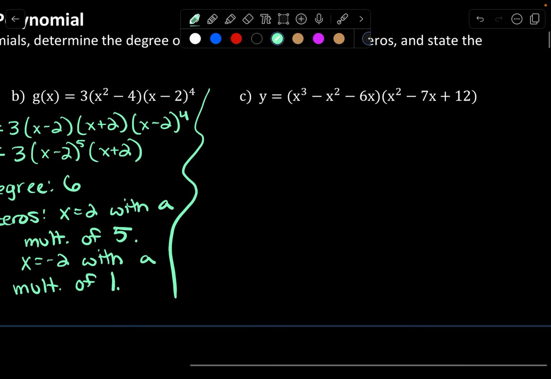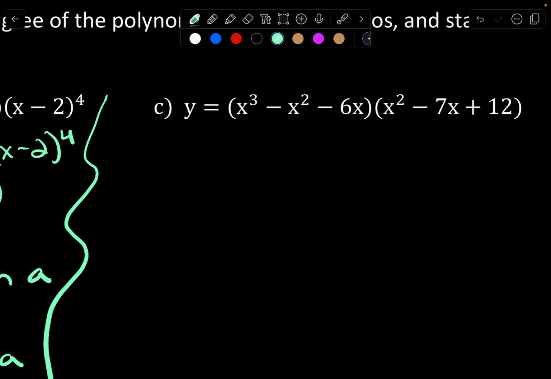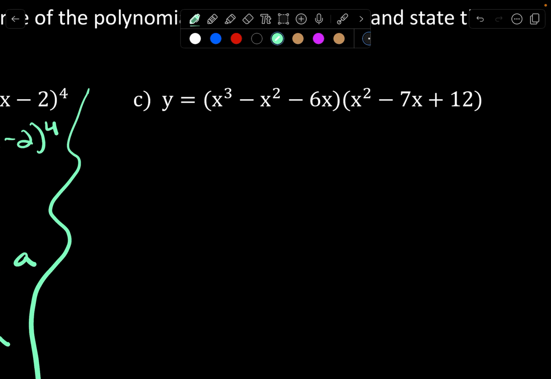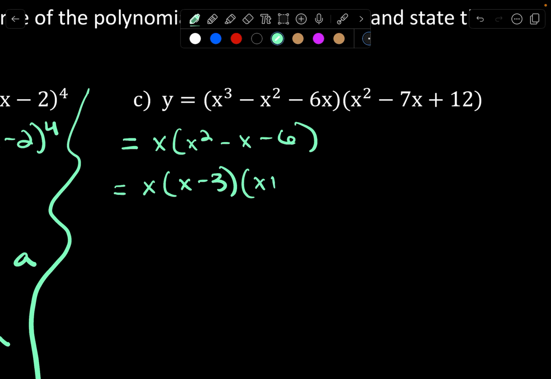And part C. So part C, we have two trinomials. They're both factorable, so we're going to factor each one separately. The first one, the greatest common factor, is going to be x. So we'll factor out the x. So we're left with x squared minus x minus 6. And then we can factor that again. Two numbers that multiply to -6 but add up to -1 will be x minus 3 times x plus 2.